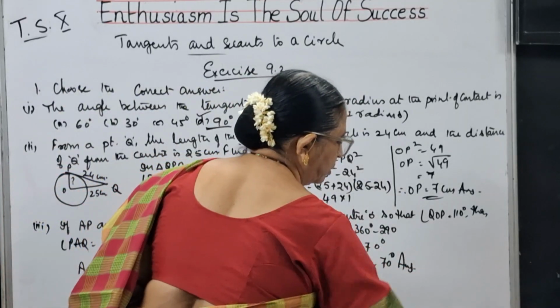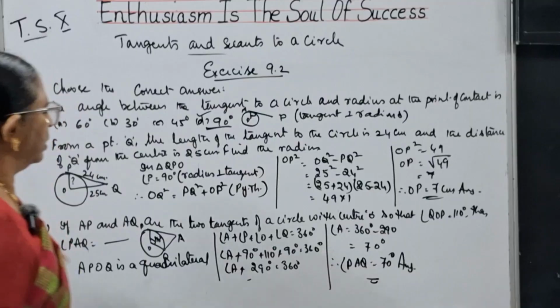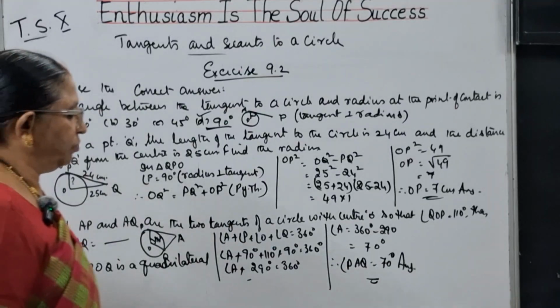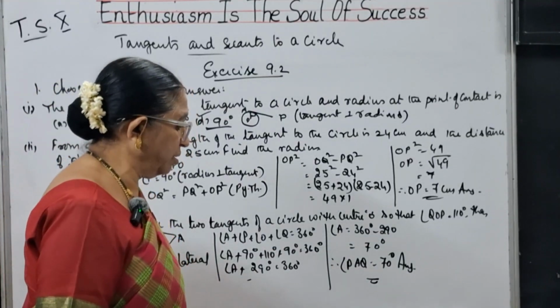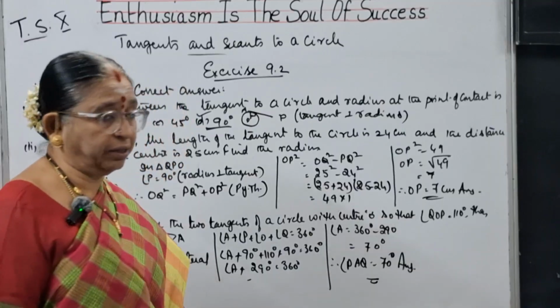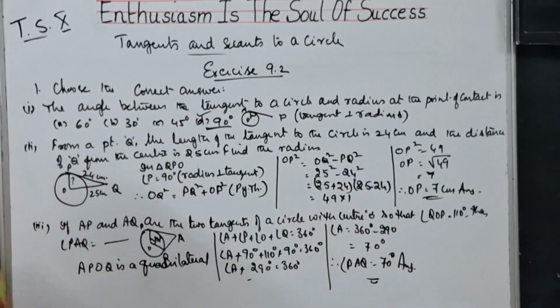Children, even though these all look like objective questions, you have to work them out to choose the correct answer: 60 degrees, 70 degrees, 80 degrees, 90 degrees. So the answer is 70 degrees. You will get it only when you do this. So I hope I am clear. Please copy it.